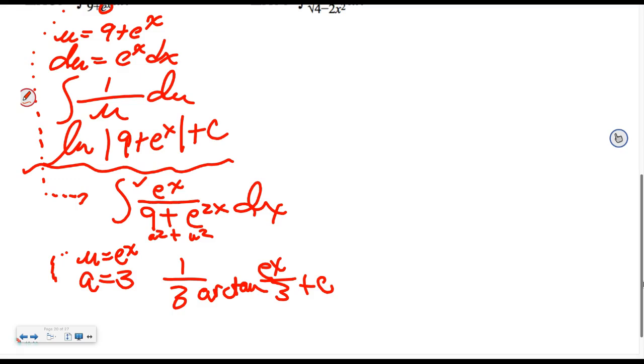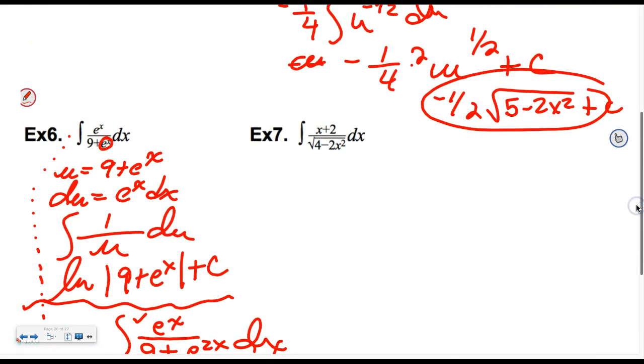For now, I just want you to spot the inverse trig and execute the inverse trig. You don't need to understand why it works that way yet. Number 7 is the last one and the most difficult one.